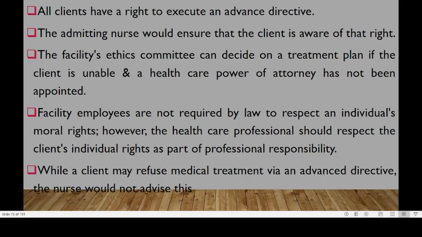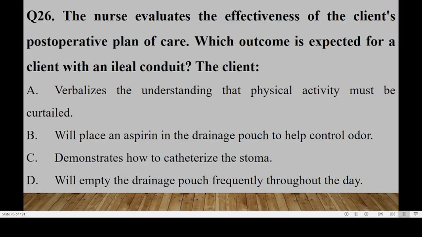The facility's ethics committee can decide on a treatment plan if the client is unable and a healthcare power of attorney has not been appointed. The facility employees are not required by law to respect an individual's moral rights. However, the healthcare professional should respect the client's individual rights as part of professional responsibility. While a client may refuse medical treatment via an advance directive, the nurse will not advise this.